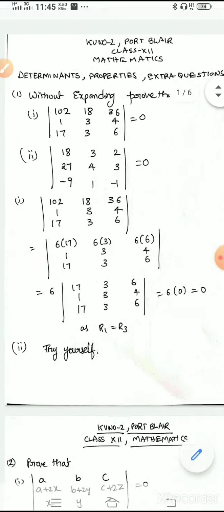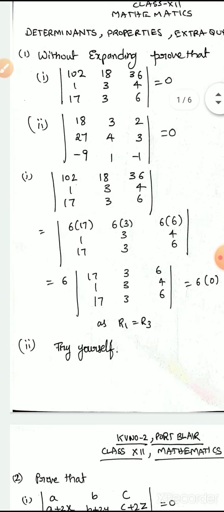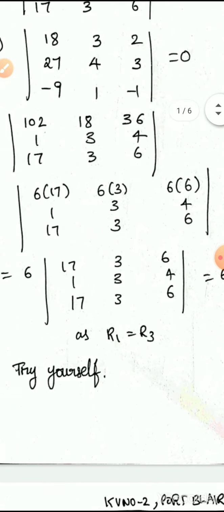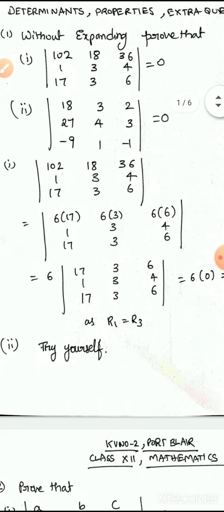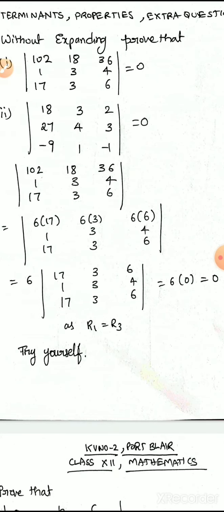So how to prove it? See, in the first question, 102, 18, 36; 1, 3, 4; 17, 3, 6 is given. In the first row, I have written 102 as 6 into 17, 18 as 6 into 3, and 36 as 6 into 6. Then we take 6 common because the first row contains 6 as a common factor. After taking 6 common, you can notice that row 1 and row 3 are identical. Since two rows are identical, the value of the determinant is 0. So it becomes 6 into 0, which is equal to 0.